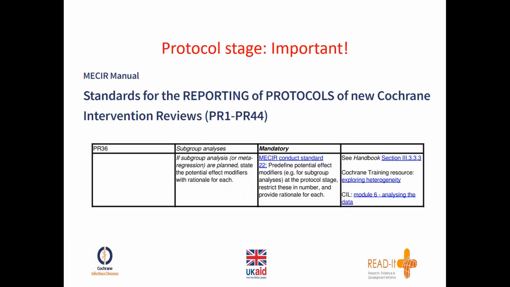And another key point that I did just want to raise here is the importance of pre-specifying and providing justification for each characteristic that will be investigated in subgroup analyses. So I've just included a little screenshot from the MECIR standards for the reporting of protocols of new Cochrane intervention reviews to show that this is listed in there as a key thing that you need to do.